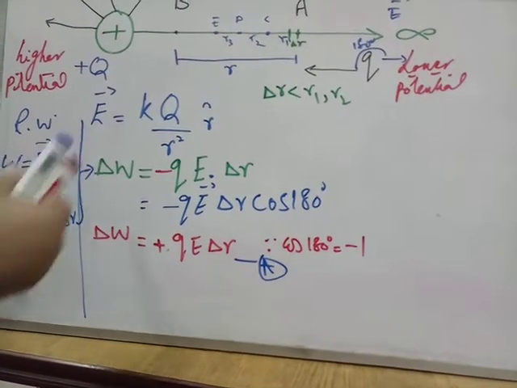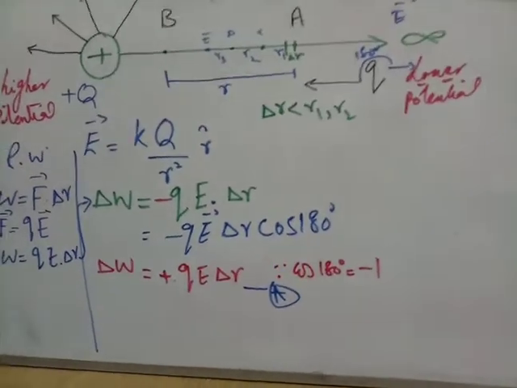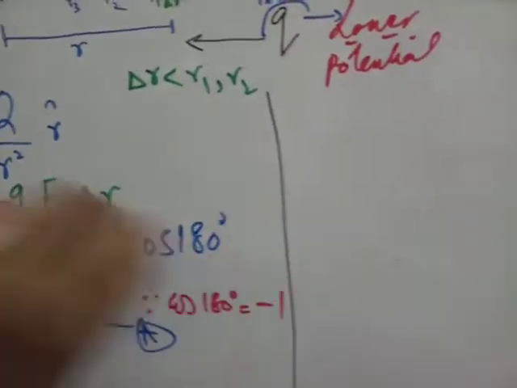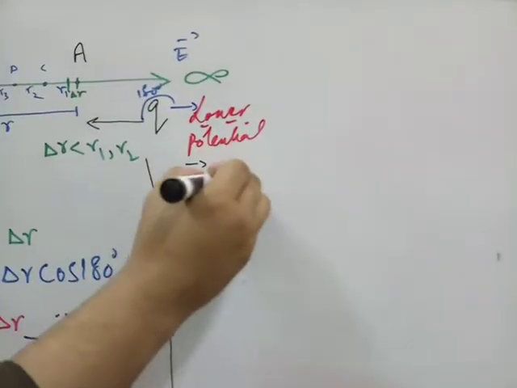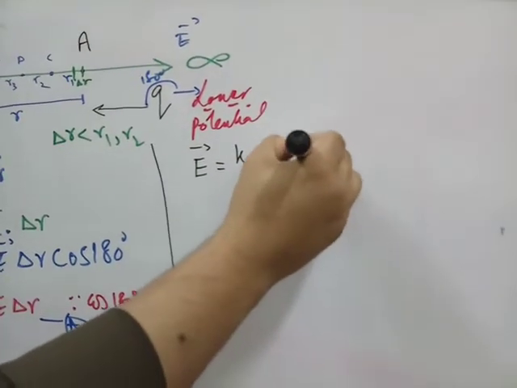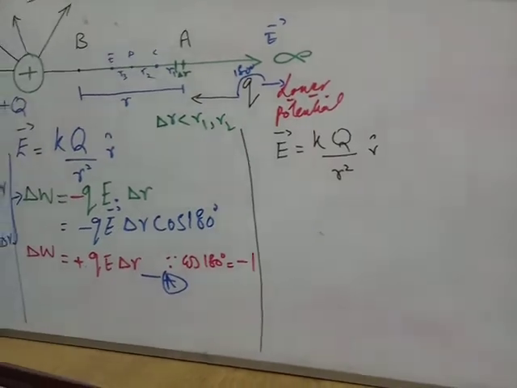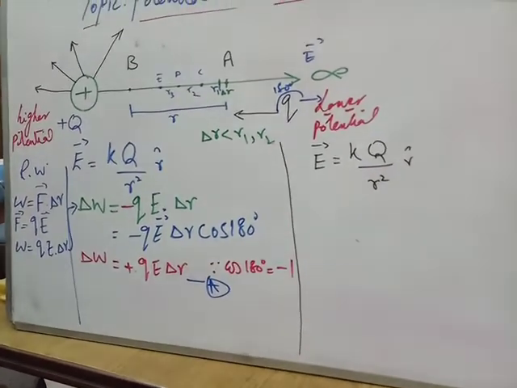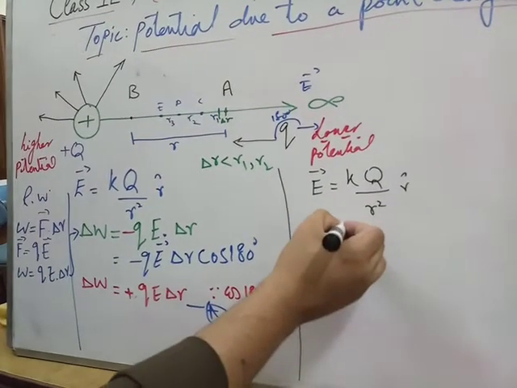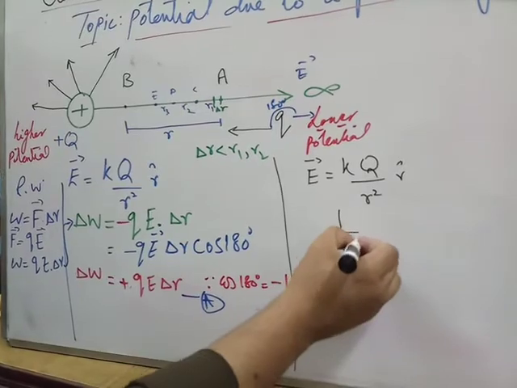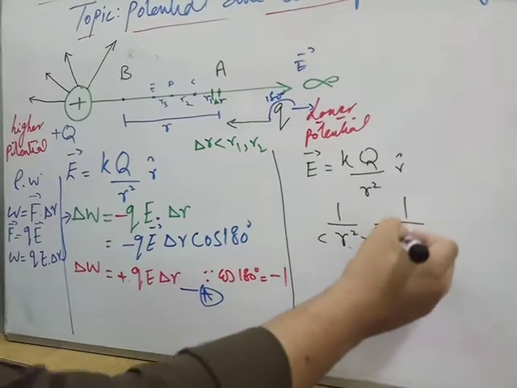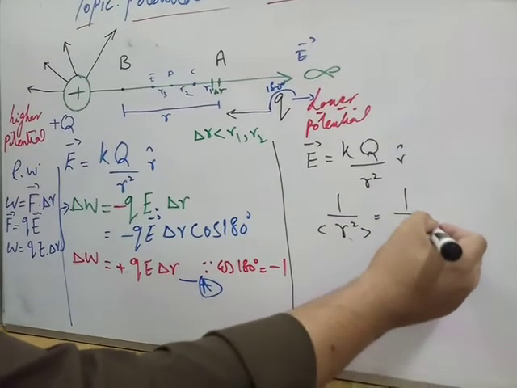Now we have the value of E. In this I can write again that E is equal to KQ over R square, in the direction of R. You can see from this diagram, here we have 1 over R square. So in this particular case, we can write this as R1 and R2.